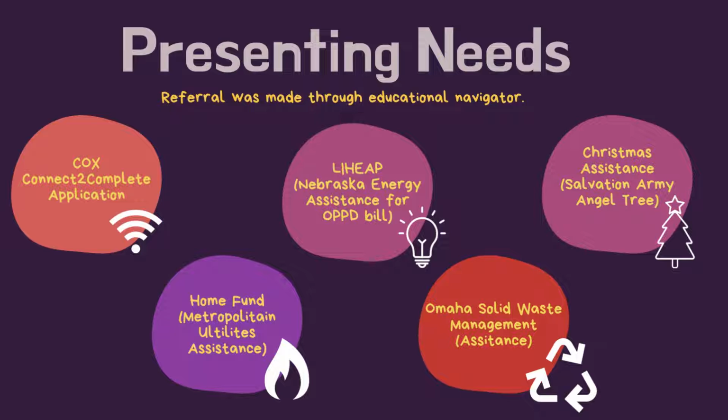And then the fourth one here is Omaha Solid Waste Management. Our participant only had one trash bin, and she was looking to have a recycling bin for her new home. So we just had to make an application to receive another bin. And I've been doing a lot of these for Christmas assistance, especially in the first weeks of November. They get to choose between different adoptive family programs, and this participant wanted to do the Salvation Army Angel Tree program, which offers gifts and assistance during Christmas.